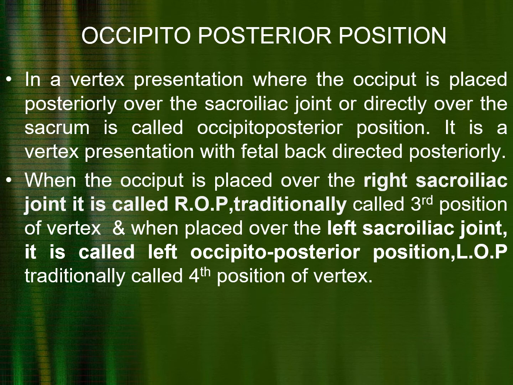If the occiput is pointing towards the right sacroiliac joint, it is known as the right occipito-posterior position, and it is otherwise known as the third position of the vertex.